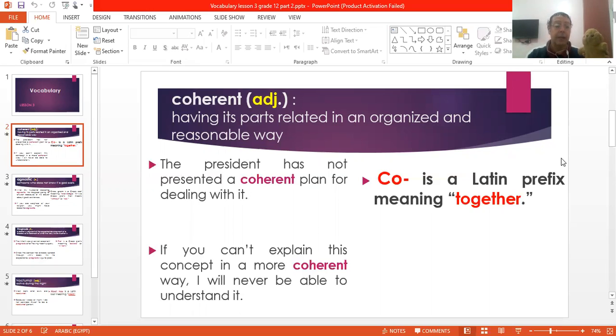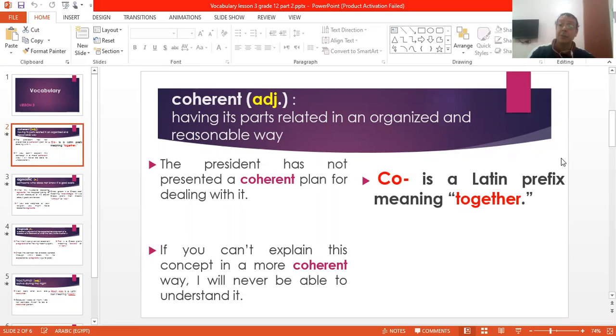All right. The president has not presented a coherent plan for dealing with it. This is his first example. So coherent plan meaning having its parts related to each other, organized, and so on. Thank you, Joe. Can you give us another example? Okay. If you can't explain this concept in a more coherent way, I will never be able to understand it.